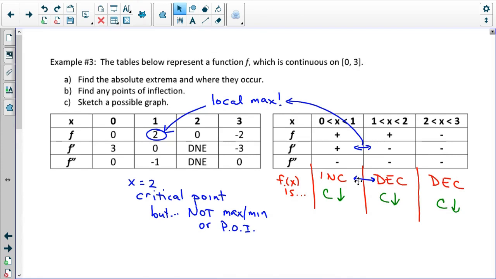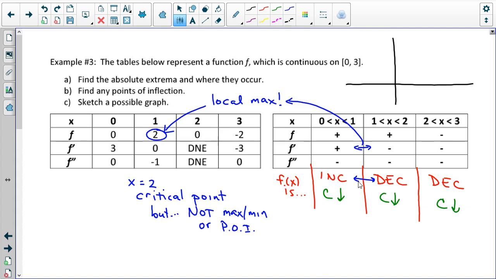So I'm going to sketch a graph of this, and I'm also going to answer the other questions. So after I sketch the graph, that may help me answer parts A and B a little bit better. So if I take a look at this graph, I have a point at 0, 0. I have a point at 1, 2. I have a point at 2, 0. And I have a point at 3, negative 2. So those are points that I know are on the graph. Oops, my fault: 1, 2, 2, 0, and 3, negative 2.